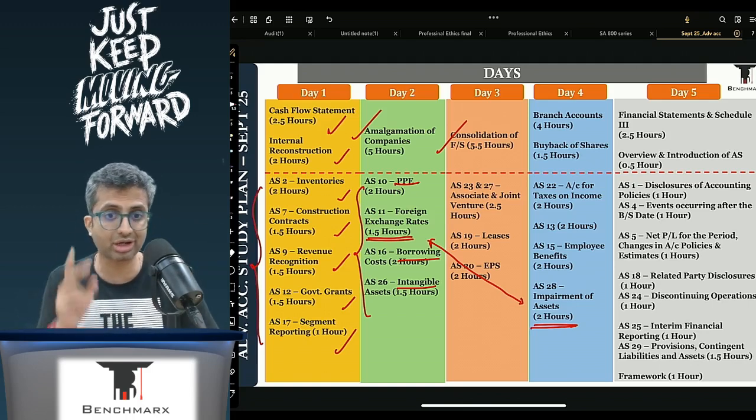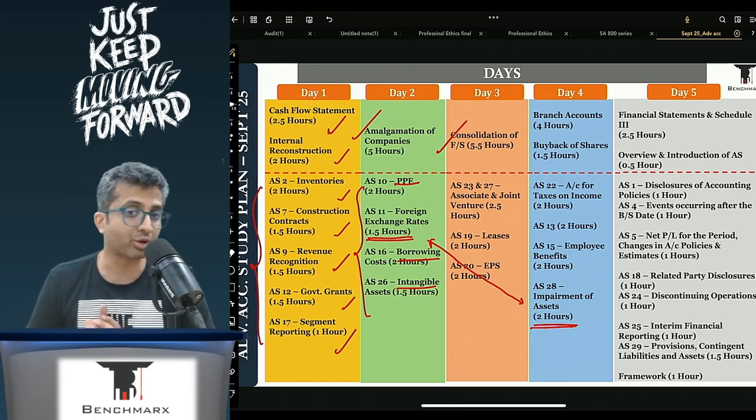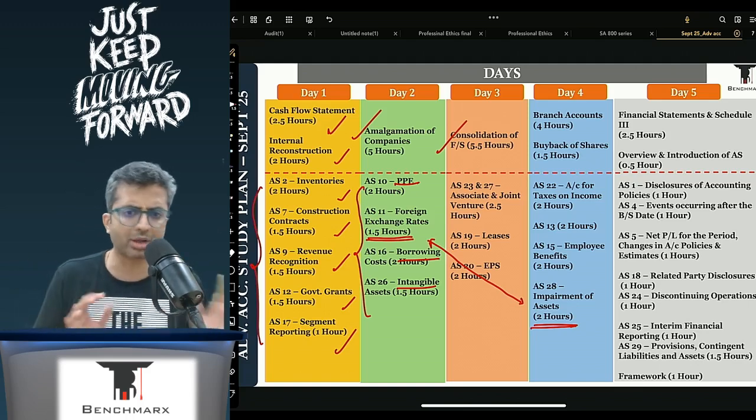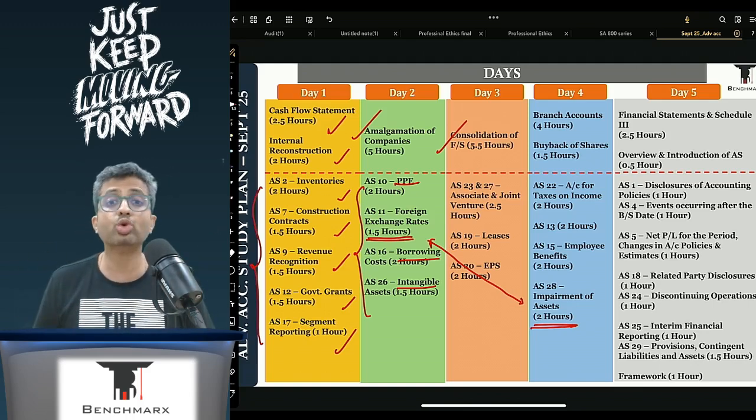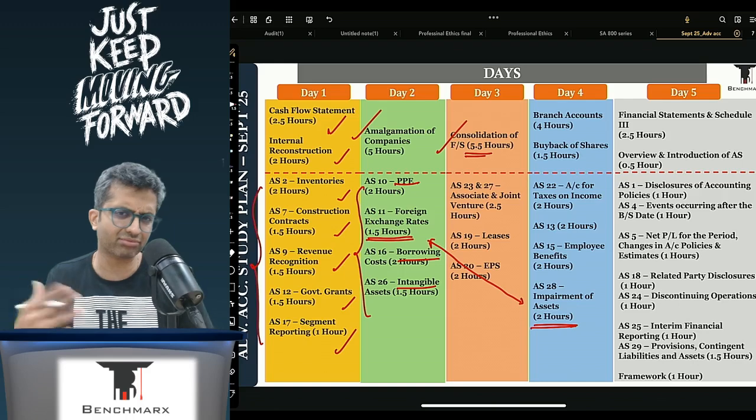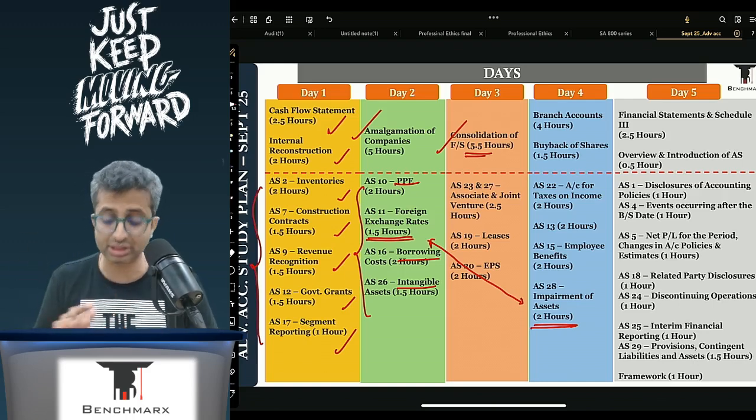So do consolidation. Again, in consolidation, 2 sums you try to practice on pen and paper. One is on consolidated balance sheet and one is on consolidated profit and loss account. So ensure that you do these two problems on pen and paper. I've kept around slightly more, 5 to 5.5 hours for amalgamation consolidation.